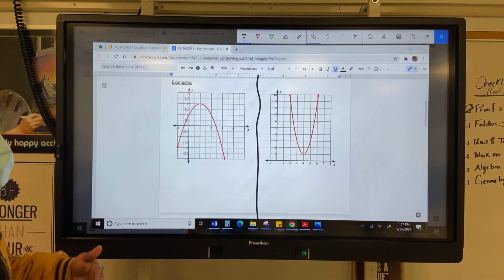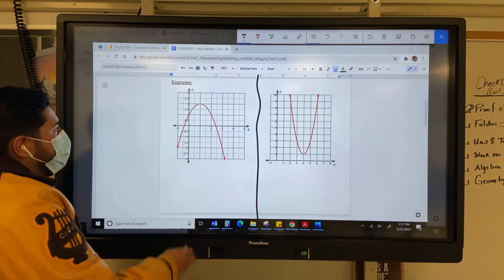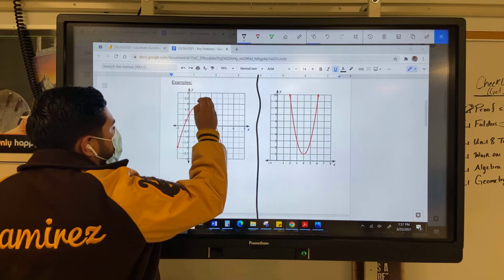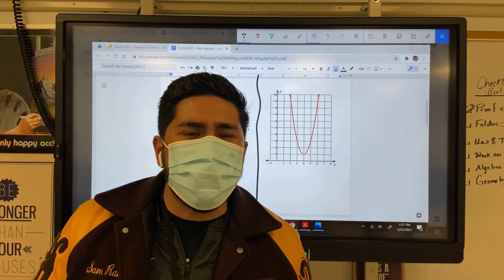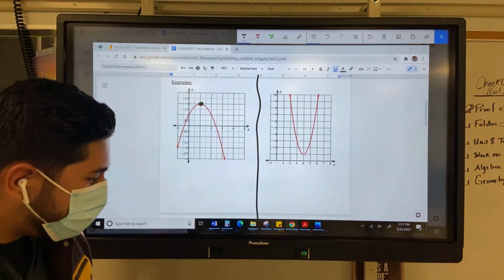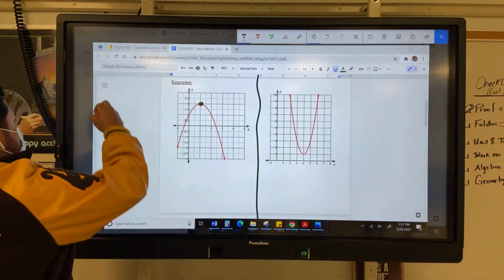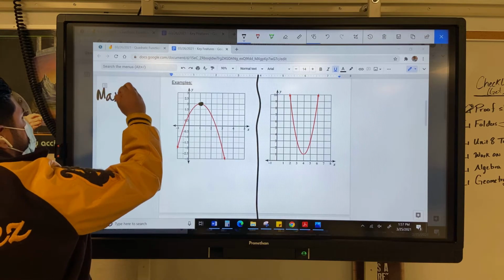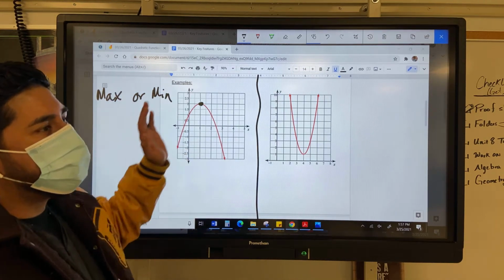Vertex, from the previous topic, we said it's either the highest or the lowest point. That looks like our highest point. Now, I just said the word highest. I wish I had some people in here, but that's no problem. What is the highest point? Would you relate that to the max or the minimum value? What do y'all think when we're talking about the highest?